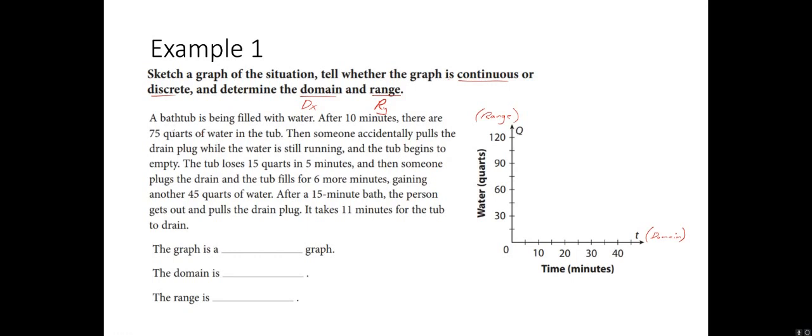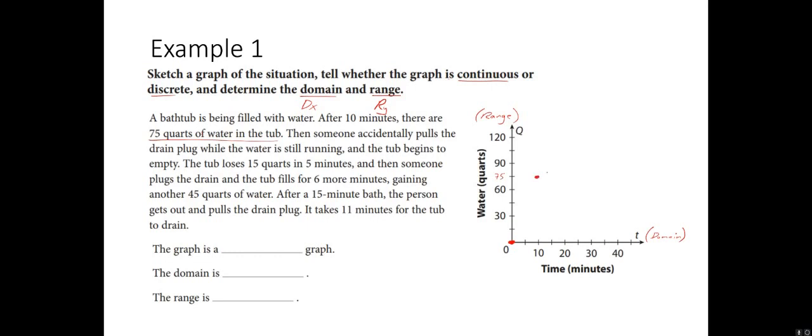All right, so let's go to our situation. A bathtub is being filled with water. After 10 minutes, there are 75 quarts of water in the tub. Good, so let's think situationally. In 0 minutes, the tub has to be empty, right? No one started pouring water. But in 10 minutes, we have 75 going on here. So we're jumping up by 30s. 75 is in the middle.